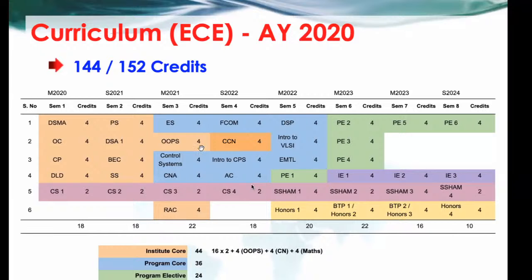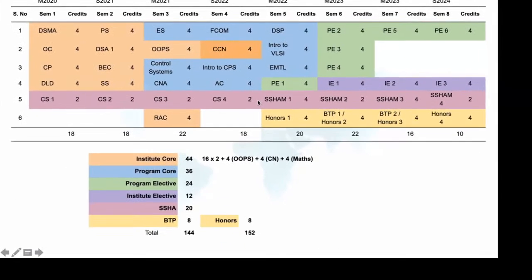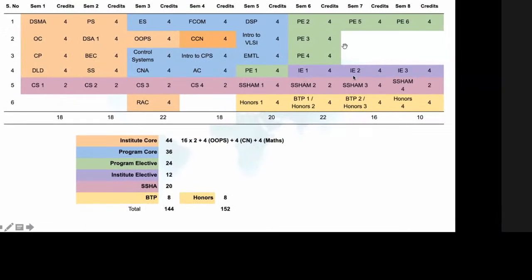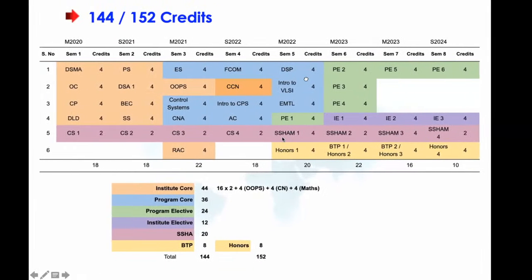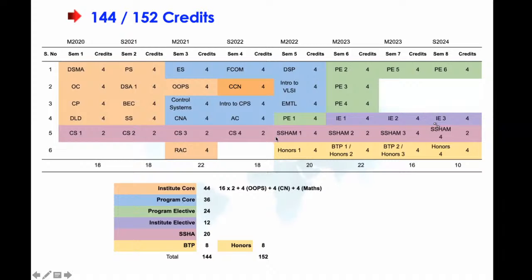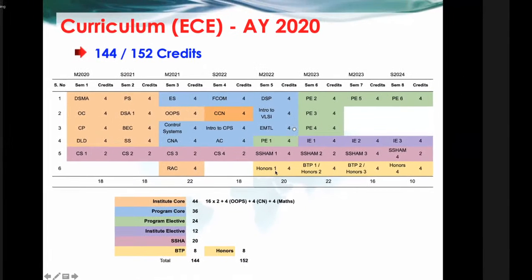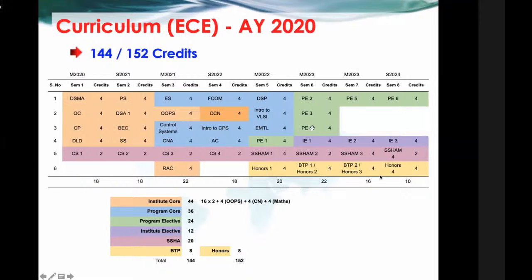This is actually a communication skills course. So at least you will have better communication skills by the end of fourth semester. After that, SSHEM courses will come up, because we are having already M3 courses. So math elective may not be there, and you will have SSHA courses here. And then apart from that, you will also have honors and BTP, as I explained earlier.